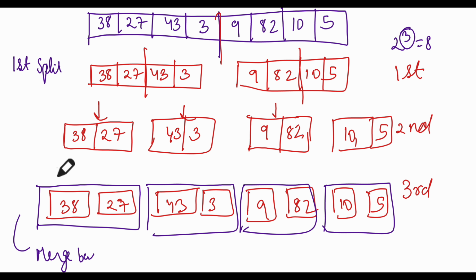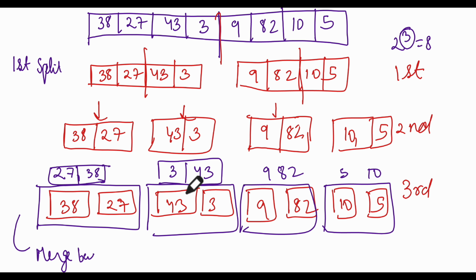So what will you get after sorting? You will get 27, 38. Okay, and so you will get something like this. And once you go back from here, you'll get 3 and 43. You'll get 9 and 82, and you'll get 5 and 10. Correct? So this is how you have sorted. Now you're going back.